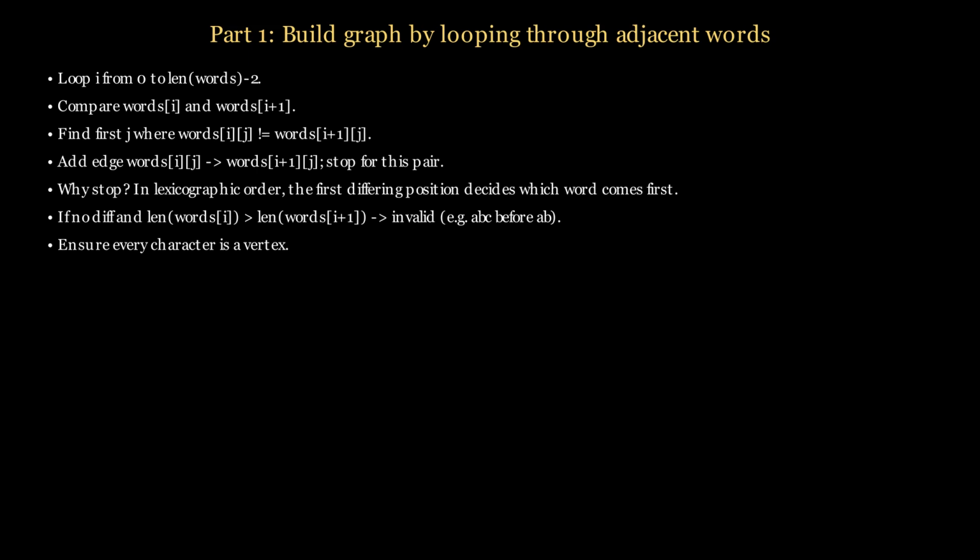If we never find a difference and the first word is longer than the second, that's invalid, like ABC before AB. We also need every character as a vertex. Once the graph is built, we run topological sort. See the topological sort tutorial for that step.